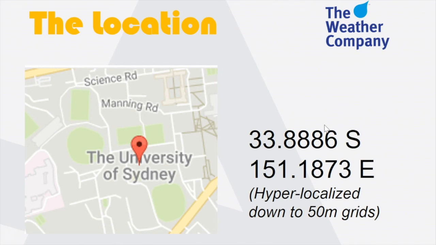So these are the exact coordinates of where we source the data, and the coordinates suggest Sydney Uni. So this is actually real weather data, not just stuff I've made up. And it's also worth mentioning that the Weather Company data is hyper-localized and unique down to 50 meter grids. So what that essentially means is your temperature at this exact location would be different to, for example, on Science Road, and it's the temperature and the humidity at this location which drives the behavior.